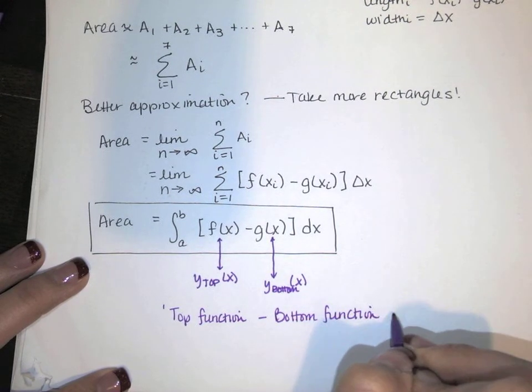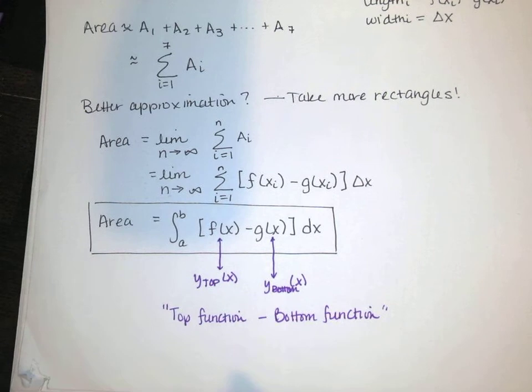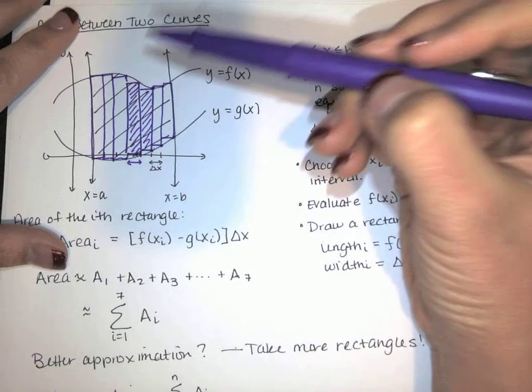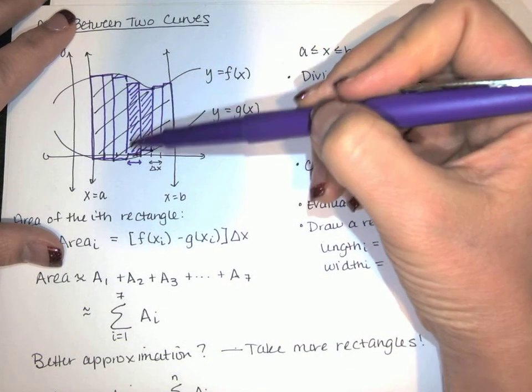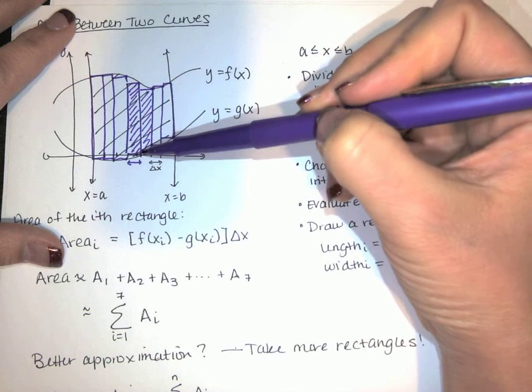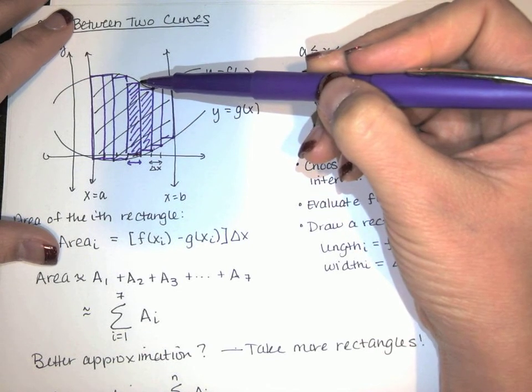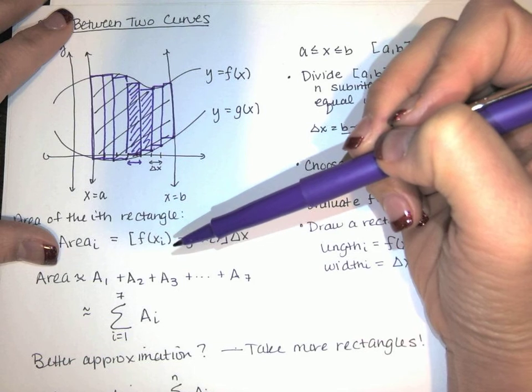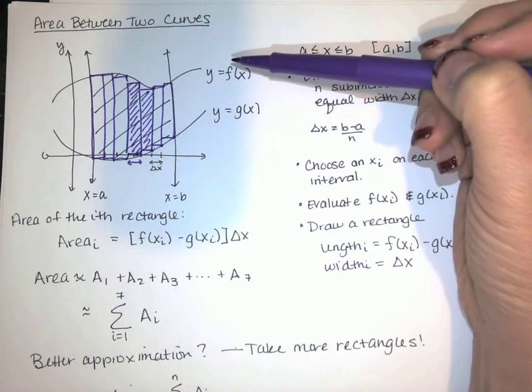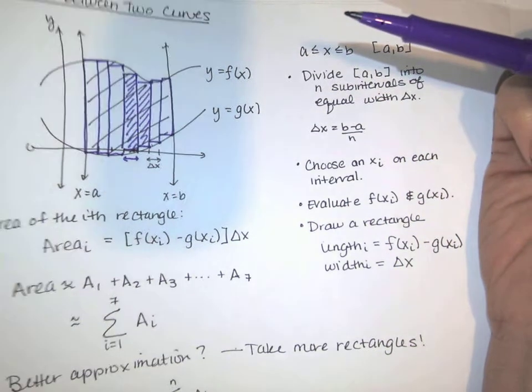But these are vertical rectangles. I'm subtracting y values. I'm subtracting the y value down here from the y value up here. So it's the larger y value minus the smaller y value. In terms of x, that's f of x minus g of x.